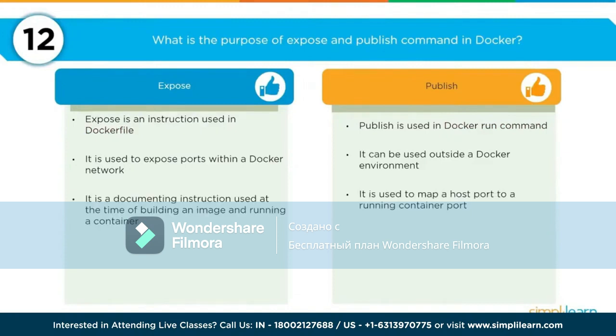For expose, it is a documenting instruction used at the time of building an image and running a container, whereas with publish, it is used to map a host port to a running container port. Expose is an instruction used in Docker, whereas for publish, we use the -p flag in our Docker command line.